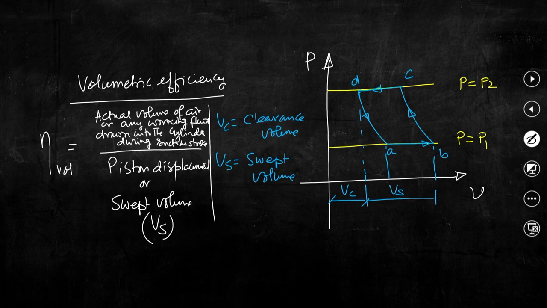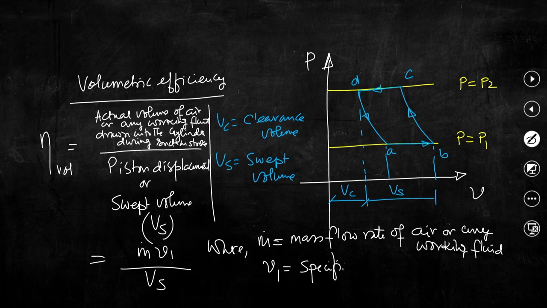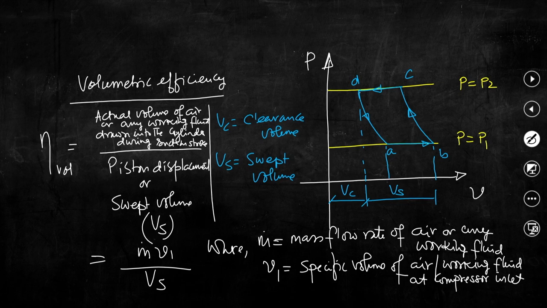Certainly, the actual volume of air drawn into the cylinder during the suction stroke is not equal to the piston displacement or swept volume. So, if we write it, this is m dot into V 1 divided by V s, where m dot is the mass flow rate of air or any other working fluid, and V 1 is the specific volume of air or any other working fluid at compressor inlet. So, this is the definition of volumetric efficiency.